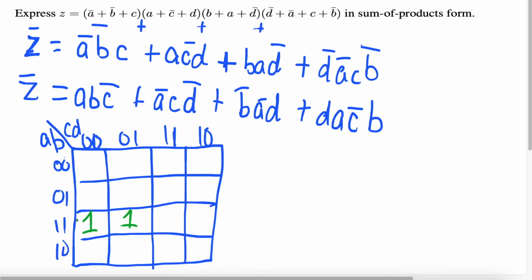So C is equal to 0 in the first column and second column, and A and B are equal to 1 in the third row. So that's our first equation done.